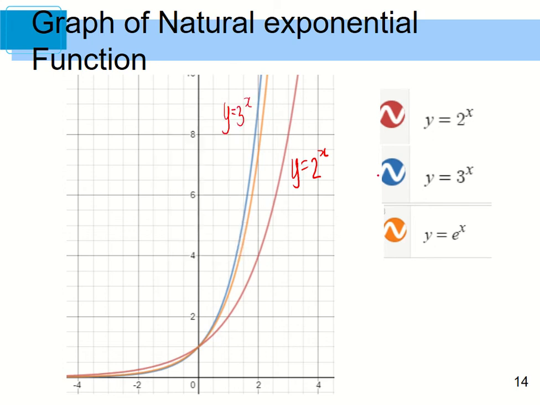Okay, now this e is actually 2.71828, right? So E is between 2 and 3, so the graph is actually here. This one, the yellow one, represents the graph e to the power of x. So what is the domain? Again, the domain is x belongs to real numbers.